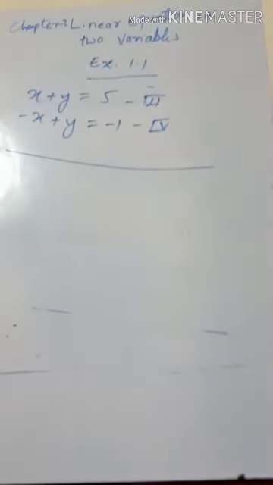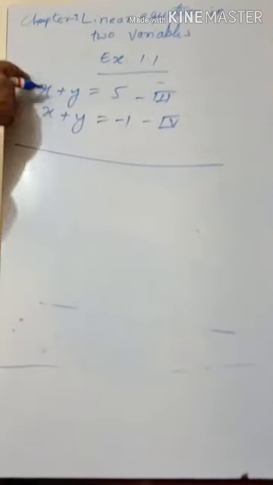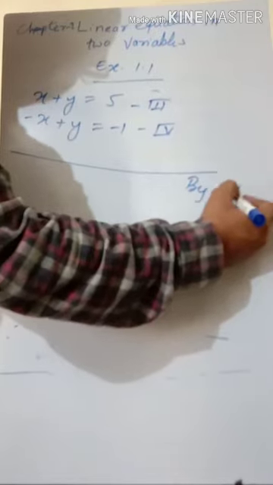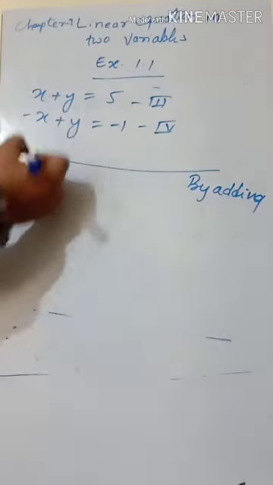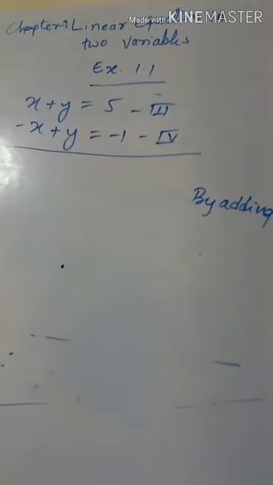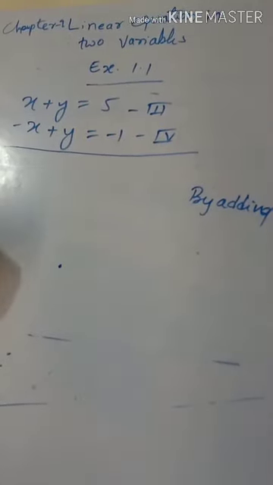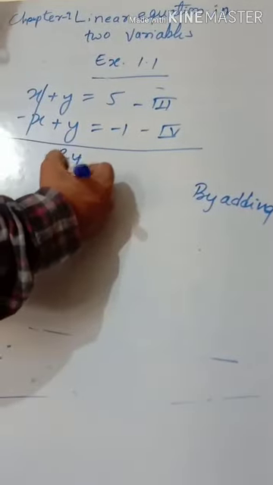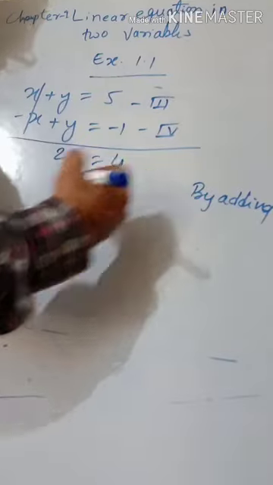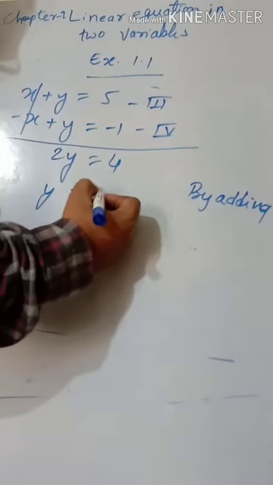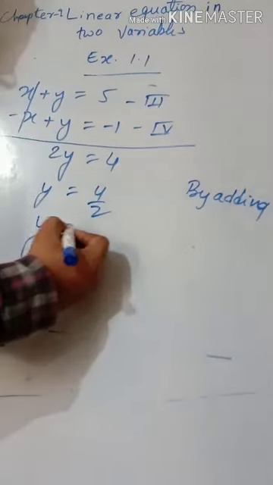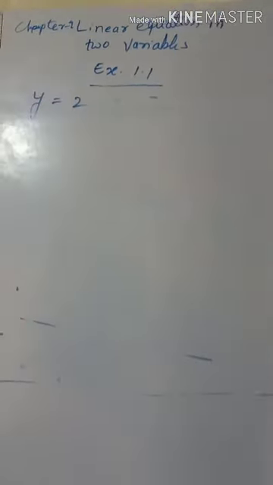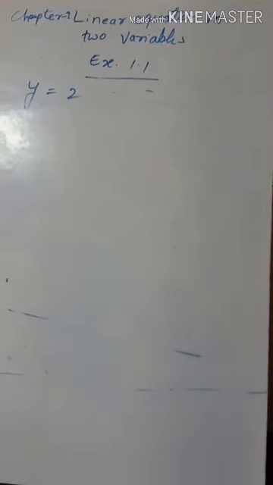We eliminate one variable. x is the same and the sign is opposite. Therefore, by adding, minus x will cancel, y plus y is 2y, 5 minus 1 is 4, y is equal to 4 divided by 2, y is equal to 2. The value of y is equal to 2. Okay students, we get y is equal to 2.